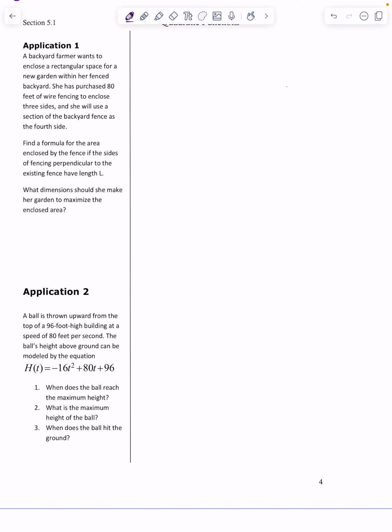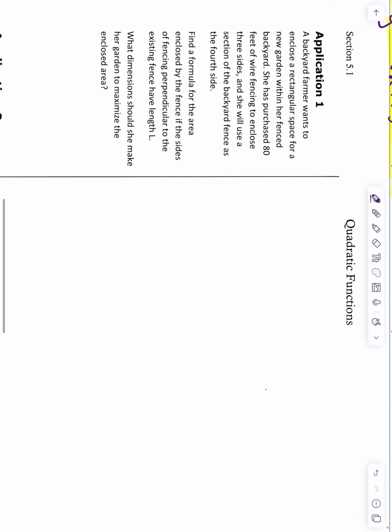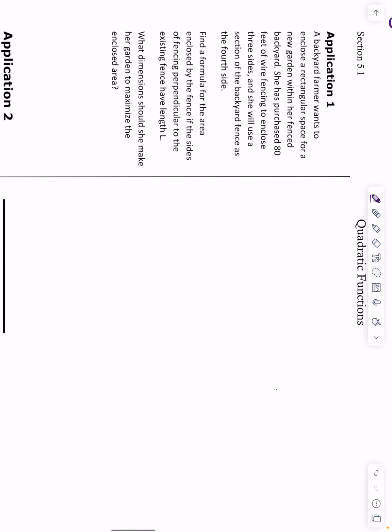Okay, here are the section 5.1 notes, quadratic functions, page 4. Flip this sideways so we got a better picture. So, applications. We used to call them word problems and everybody would freak out. But you guys, this is how we truly do use math in the real world.